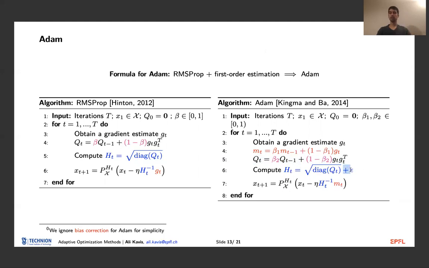And we have this epsilon value. This is actually, you would add this to all other methods, to RMSprop, to AdaGrad as well. This is for numerical consistency.